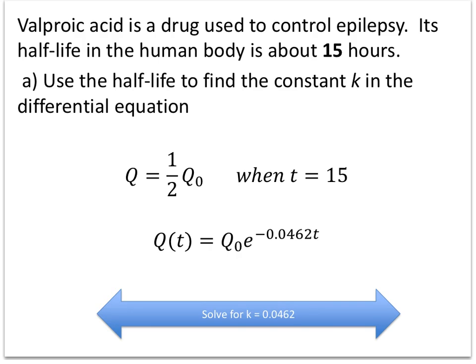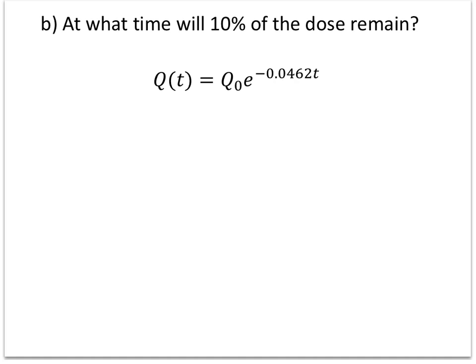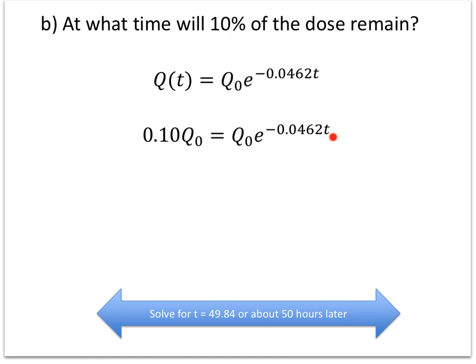That's what I figured. At what time will 10% of the dose remain? Well, I want to know 10% of the amount that's in there. And so I would solve this now for T. You can do that as well, right? Divide both sides by Q sub 0. You're still going to do logs. You're still solving for the variable. So I plugged in the K that I found on the previous slides. And now I'm trying to see when it hits this 10%. And so I'm getting the time, and it's about 50 hours later. These would be really, really good test questions.